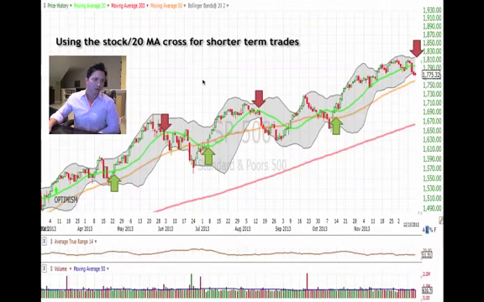And here's the S&P 500. In this case, we're simply using the method of when the stock crosses the 20-day moving average, we're focusing on shorter term trends. That's going to be our buy or sell signal. So let's look at this first buy signal, where you see the first green arrow on your left. You can see the stock breaking up above this green line, which is the 20-day moving average.